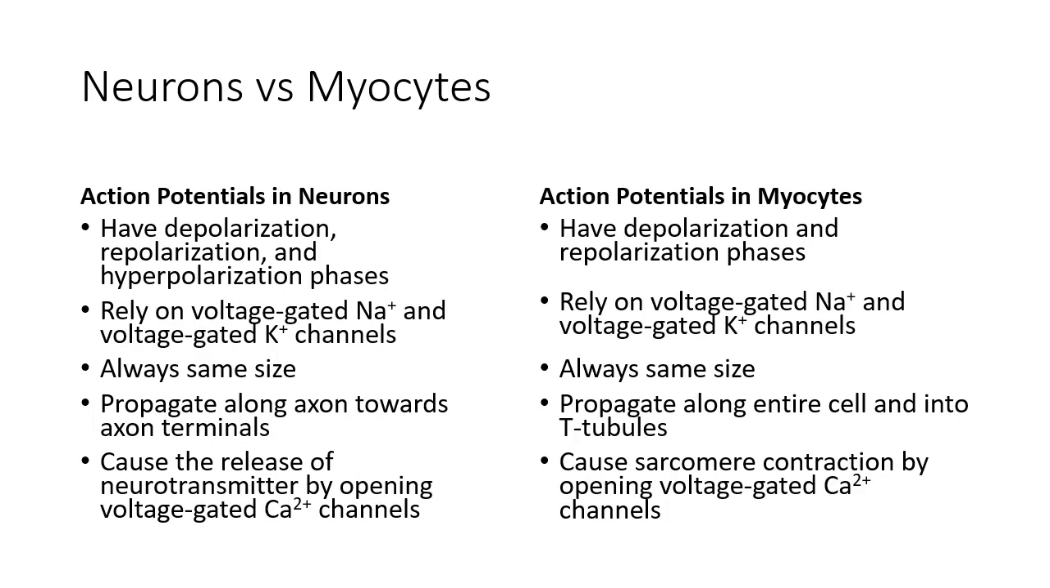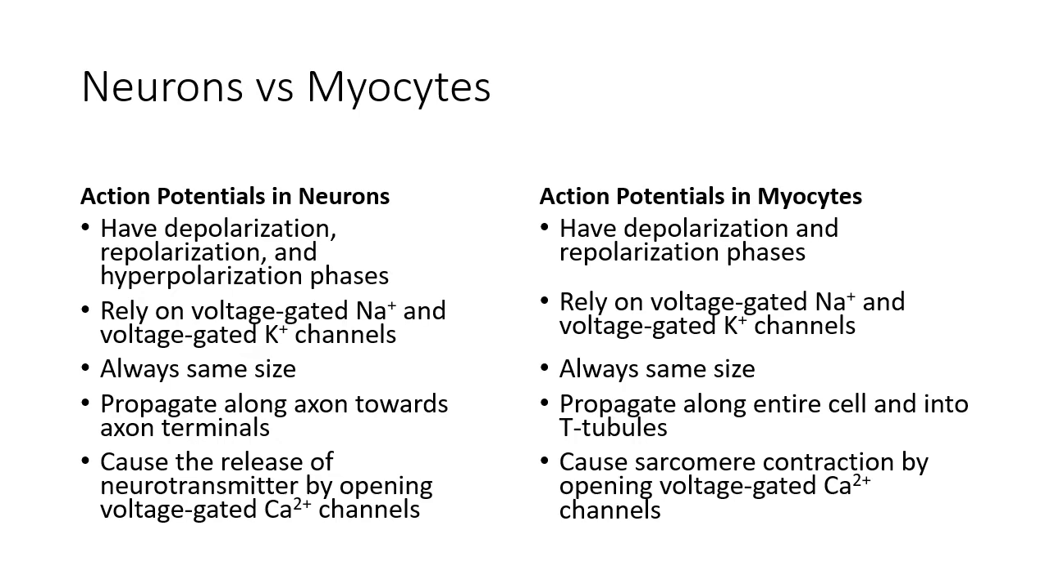Action potentials are also a bit different between neurons and myocytes. In neurons, they have a depolarization phase, a repolarization phase, and a hyperpolarization phase. In myocytes, they only have the depolarization and repolarization phases, and that's again because the resting membrane potential is -90 millivolts in myocytes, not -70 like it is in neurons. In both cases, they use the same channels, voltage-gated sodium and voltage-gated potassium channels. Voltage-gated sodium for depolarization, voltage-gated potassium for repolarization, and for hyperpolarization in neurons.